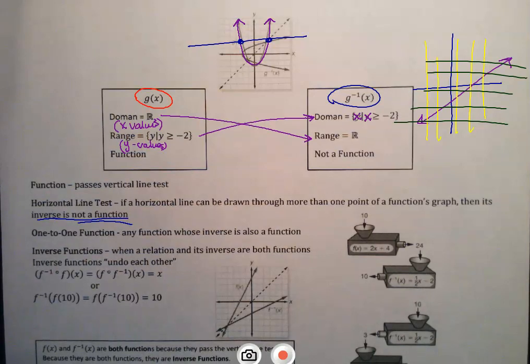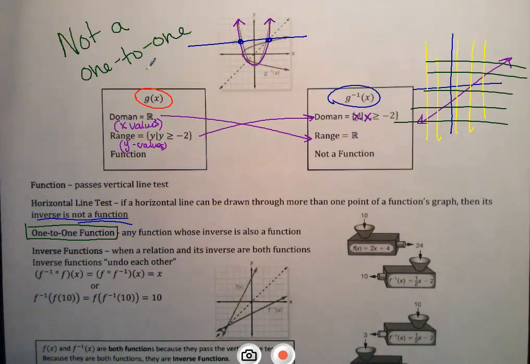Here's the deal. We have a special description of inverses when they pass both, and it's called a one-to-one function. It's any function whose inverse is also a function. So is this a one-to-one function? No, this is not a one-to-one. They're not one-to-one functions.